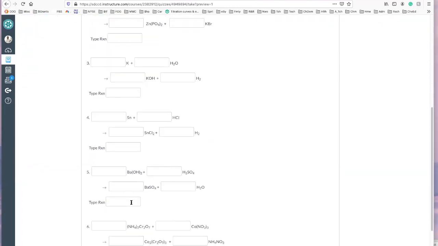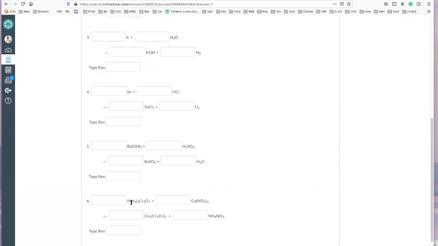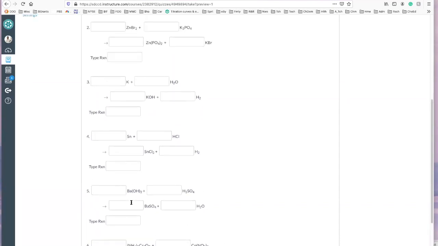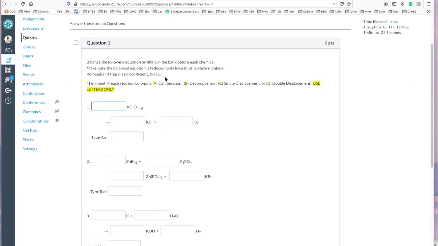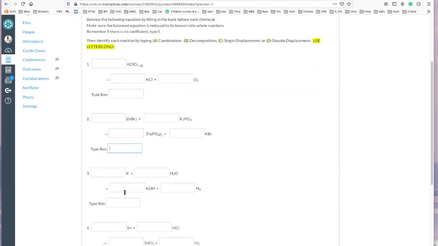This thing's automatically graded by Canvas. That way I don't have to go in and grade it. So that's why it's important that you follow directions. Put a coefficient when you're balancing the chemical reaction. Do the work first in your lab manual, and then type A, B, C, or D, not parentheses A, just A, B, C, or D for the different types.